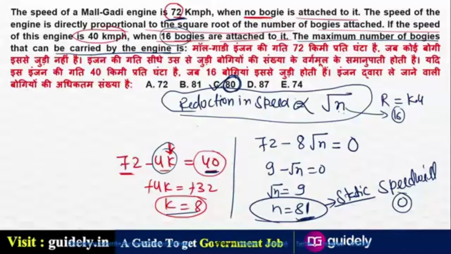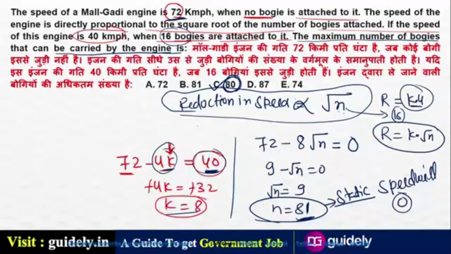Now I hope you got the point. So reduction in speed is directly proportional to the square root of the number of bogies. So reduction is equal to k into root n. So apply this part. So this is the reduction, and reduced speed is 40. Clear?